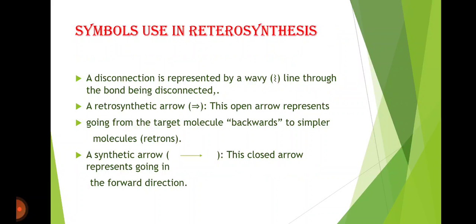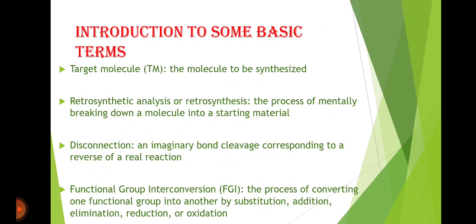So what are the symbols used in retrosynthesis? Basically we use this type of arrow, and one is a disconnection. In the first point I have elaborated how we symbolize that disconnection. After that point I have elaborated what an arrow is. We know that in organic synthesis we give a simple arrow, but in retrosynthesis we use this type of arrow for our retrosynthesis process. These are the symbols used in retrosynthesis.